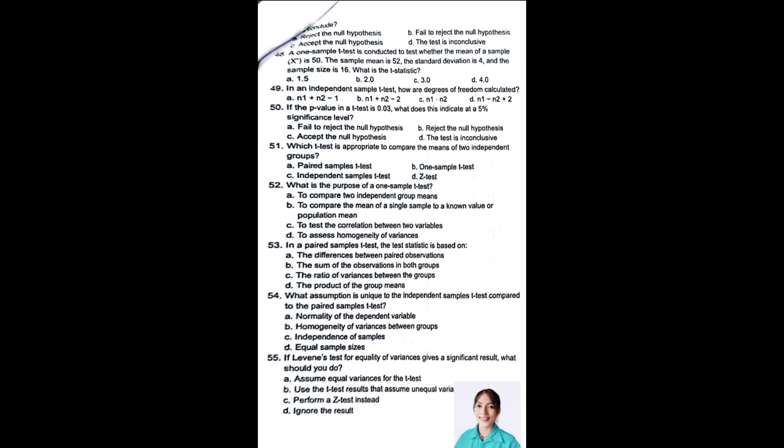Then number 50. If the p-value in a t-test is 0.03, what does this indicate at a 5% significance level? It indicates to reject the null hypothesis, which is option B.